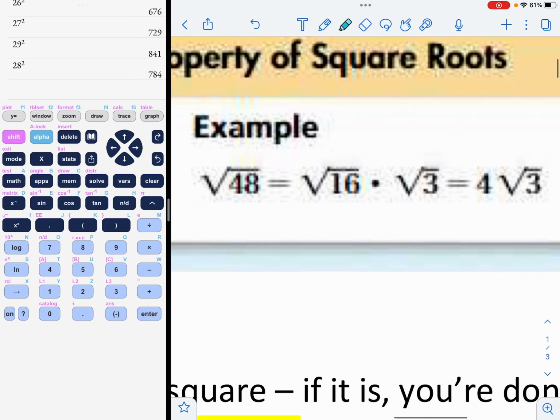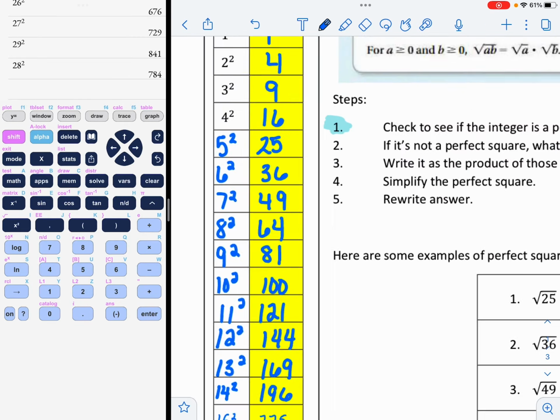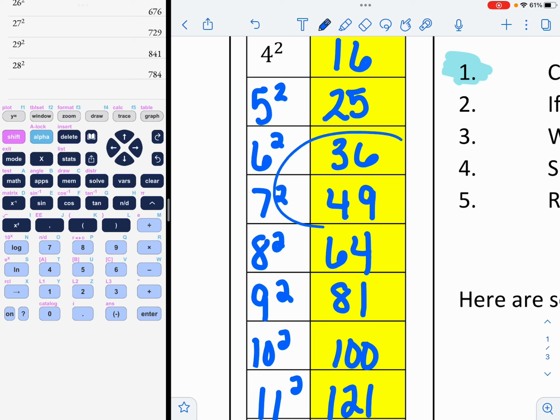So for example, up here, the square root of 48 is definitely not perfect. It's not on my list. If you look here, 48 is nowhere. It goes to 49, right? It would be in there. So it's going to be 6 point something, and it'll be close to 7.